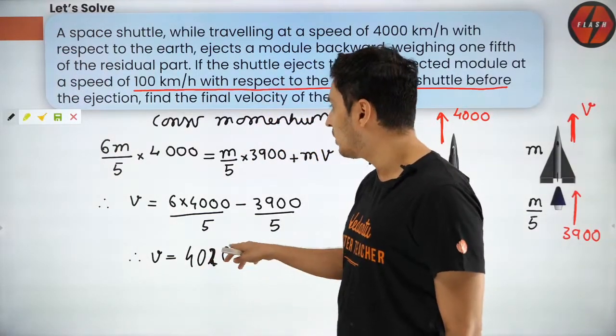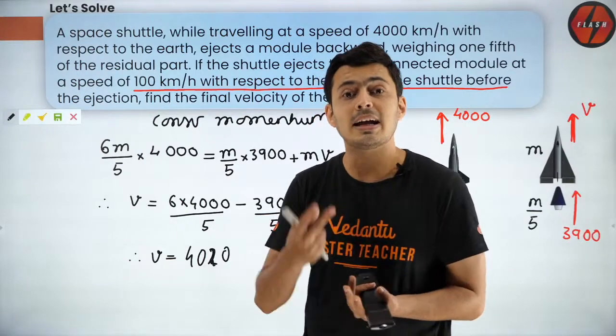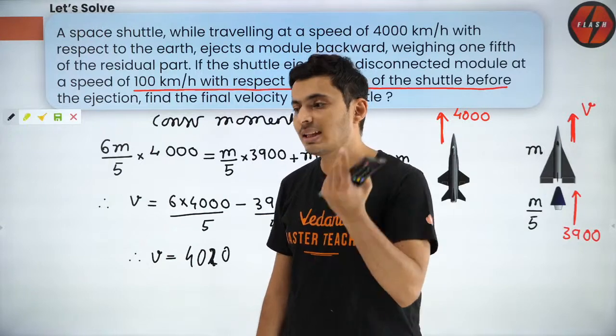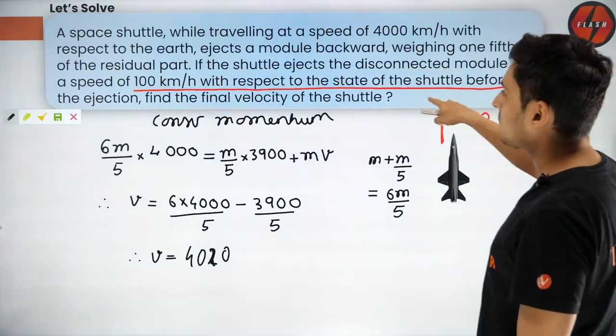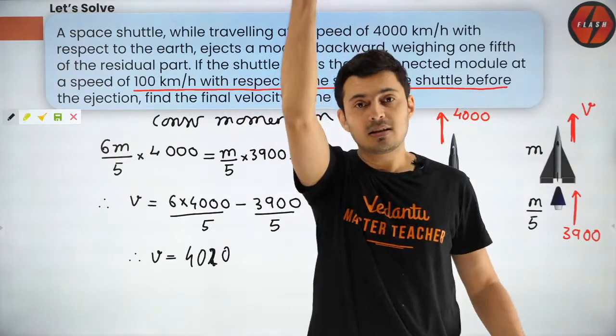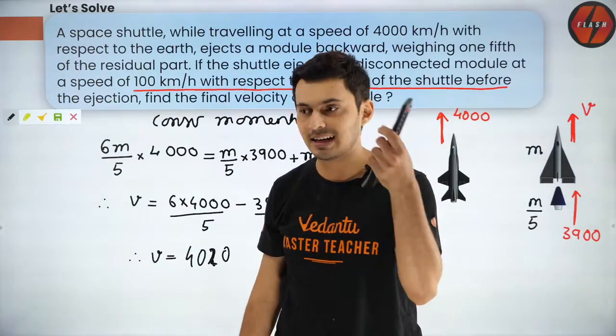Did you see the speed of the rocket increased by some amount? How many kilometers per hour did it increase by? 20 kilometers per hour. Yes, it increased. So that's what happens when something is ejected. But this speed is very less, 100. If you throw it with much more speed, then the speed which the remaining part will get will be even more. Understand? And that's what happens in reality.